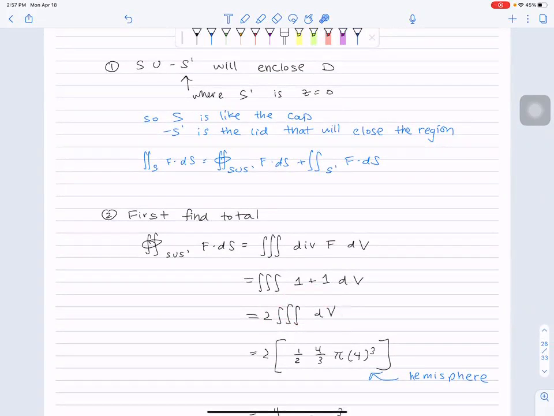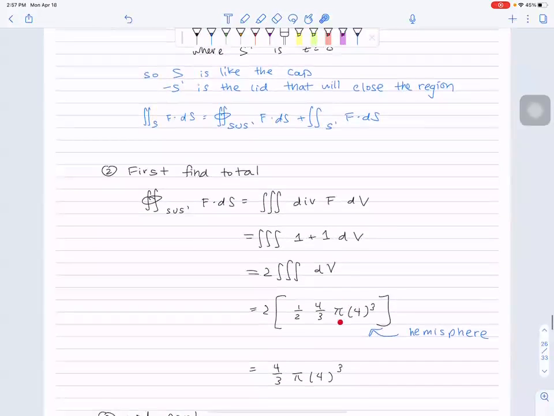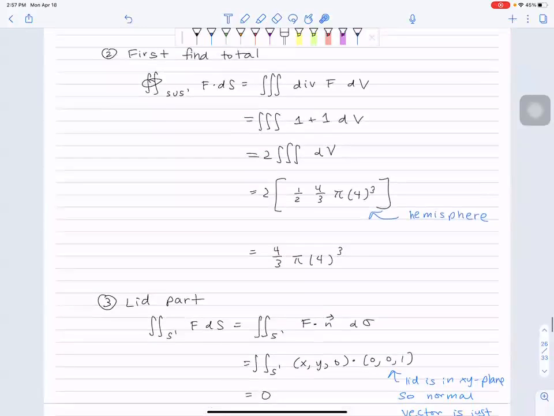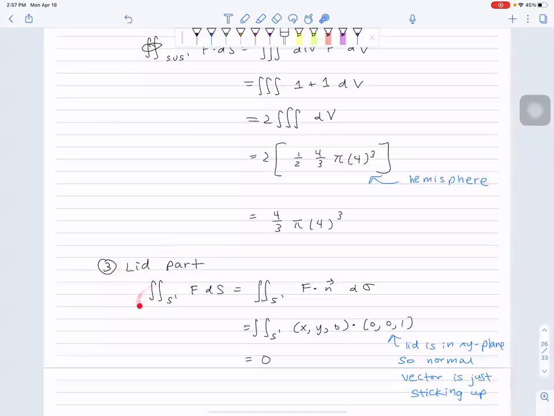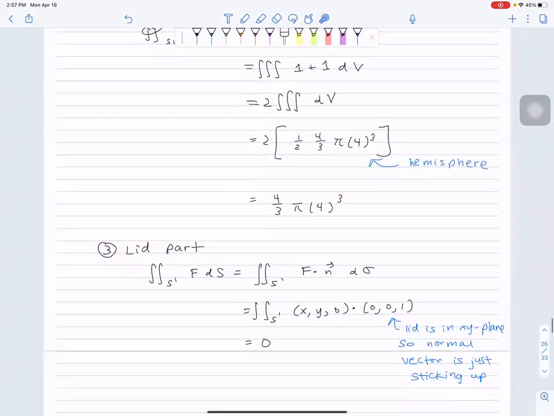We now have a hemisphere, so we can find that volume. It's 4/3 pi r cubed, divided by 2, because it's just a hemisphere. And so we found the integral over that entire closed hemisphere region. But we didn't want the whole thing. We just wanted the top hemisphere part, not including the lid. However, we can find the integral over that lid part. For that lid part, we can use the formula where we have F dot dS. So you can find dS, and we'll see that we end up getting 0 actually.